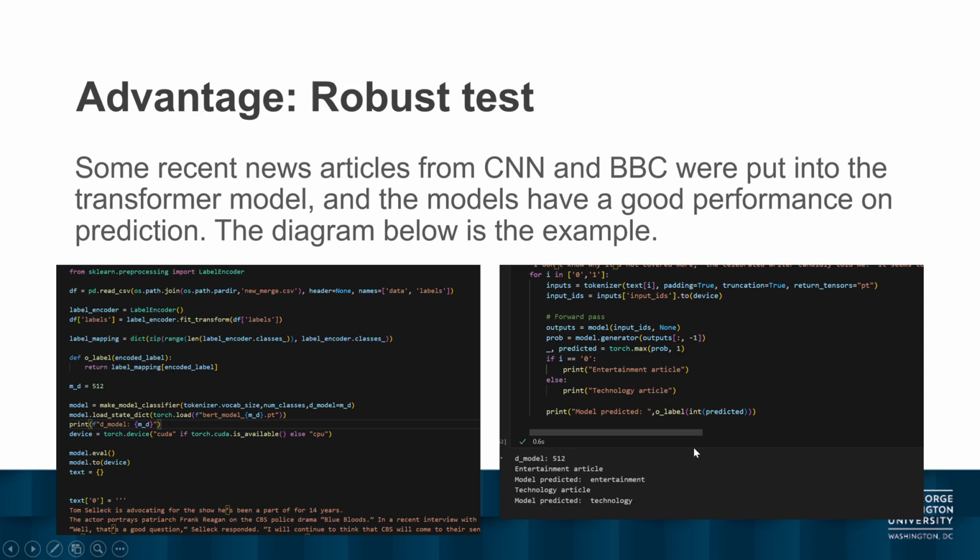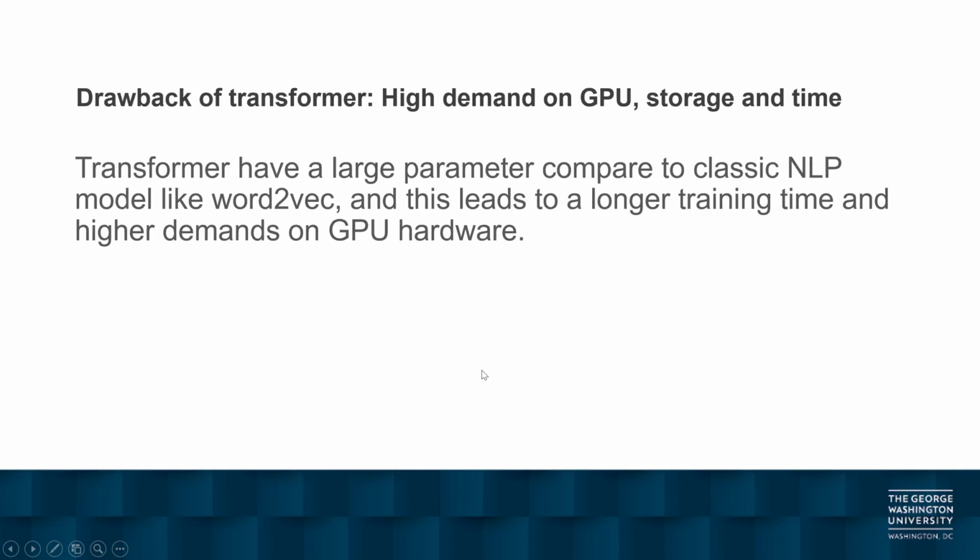The first one is an entertainment article, and it predicts successfully. And the second one is a technology article, and it also predicts successfully. And for the drawback, it takes too much GPU RAM and it takes too much time.